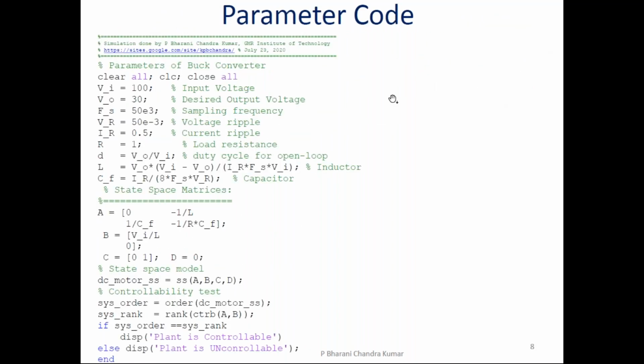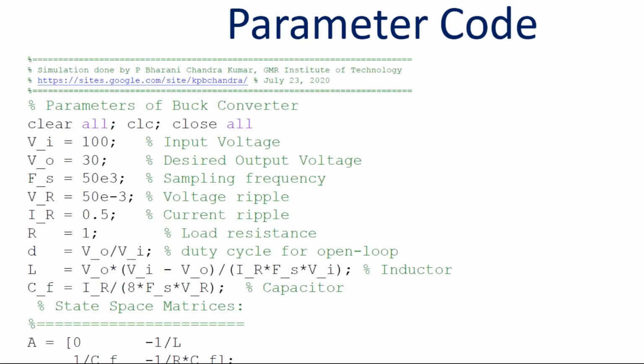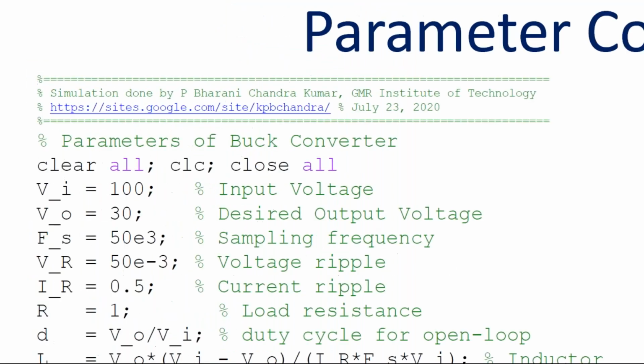Now whatever I have written there, the same thing I'm going to code in this particular file. I will explain this file to you. Let me zoom this one. So this is the parameter file of the buck converter. Clear all, CLC, close all: it will clear all the variables, clear your screen, and close all the figures.